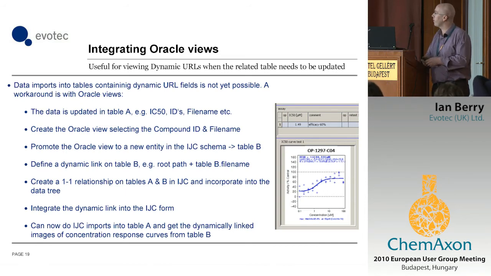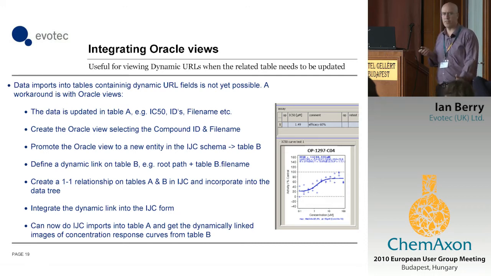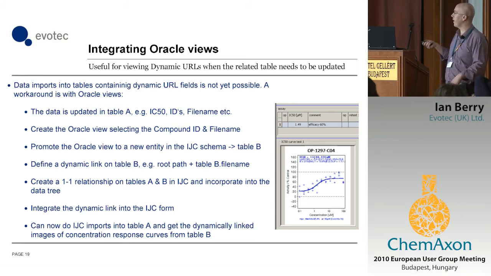So the other thing we did was the images. One of the problems is that IJC is pretty good, but there are a couple of issues occasionally. One of the problems is that using dynamic URL fields on data import tables is not currently available. So we created a workaround, which is probably worth talking to Tim about and getting Tim's advice on, using Oracle views. Basically, when we update data in table A, for example the IC50s, IDs or file names or whatever, we create an Oracle view using the compound ID and the file name. So the compound ID is the linking key, and we get that to be a new entity within the IJC schema, which we're going to call table B.